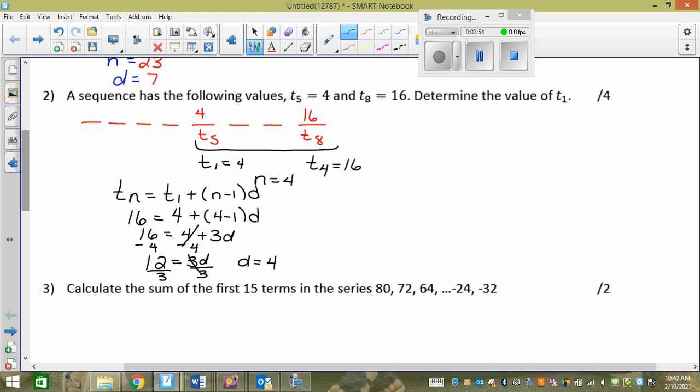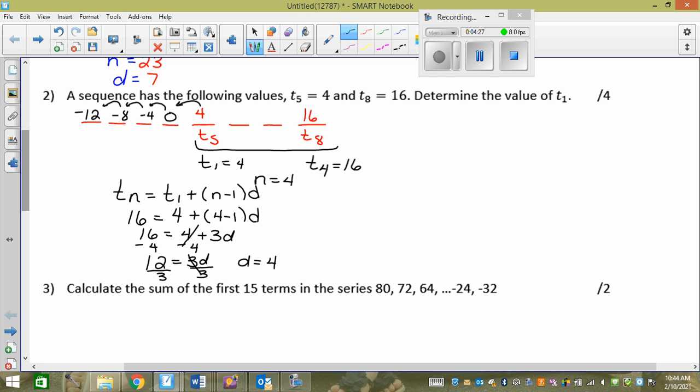So then I can add 4 to get to the next ones, but I want term 1. So instead of adding 4, I'm going to subtract 4. So I'm going to get 0, negative 4, negative 8, negative 12. Could I now have used the formula to solve for T1? Yes. My last term would still be 16. The only thing that would change is n would be what? If I was starting at 8, because I would have 8 terms to look at, right?